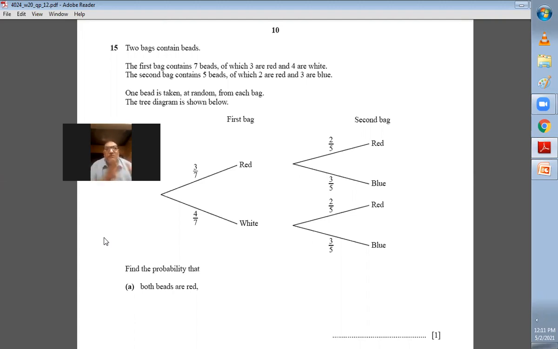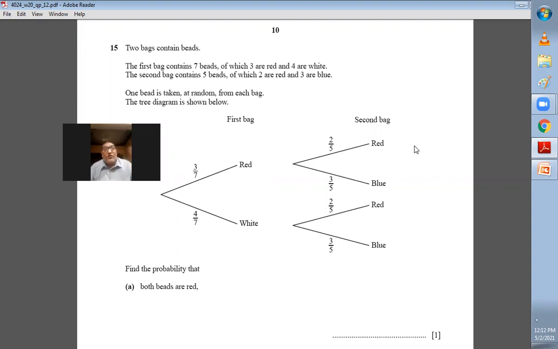You see the bags are different. They have different colored beads in them. So their outcomes do not depend upon each other. Whatever comes out of the first bag does not have any effect on the probability of the balls coming out of the second bag. The tree is already there. The probabilities are already written there. You have to write out the outcomes for our own convenience. This is how we work on these probability questions.